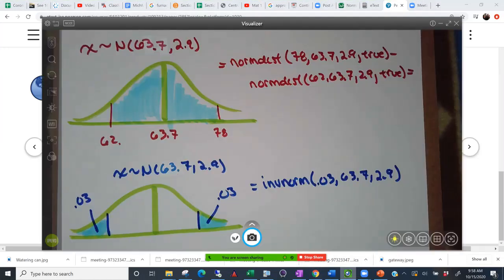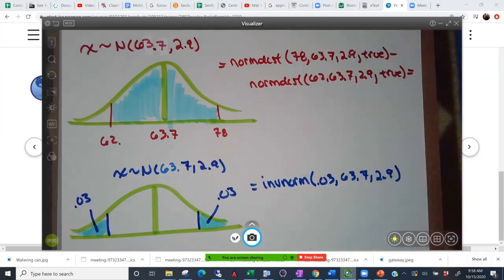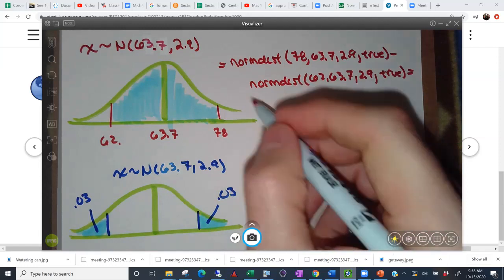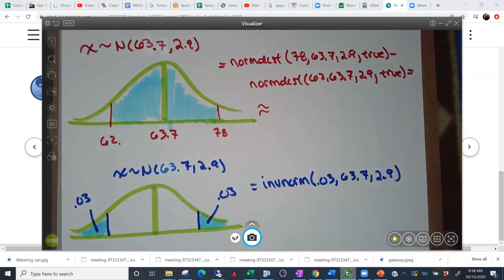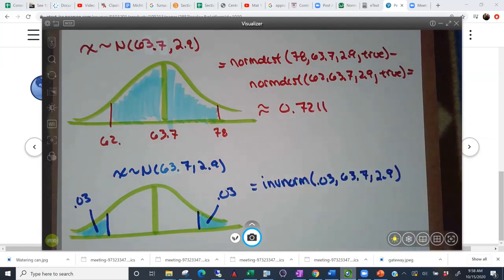Okay, let's find out how you're doing. With the first one, here are your commands in Google Sheets. You have to subtract these two areas. It might be convenient to do that on a graphing calculator as well. What did you get for this one? What was the approximate probability rounded to 4 decimal places? 0.7211. Is anyone else getting that one? Yes. Okay, perfect.